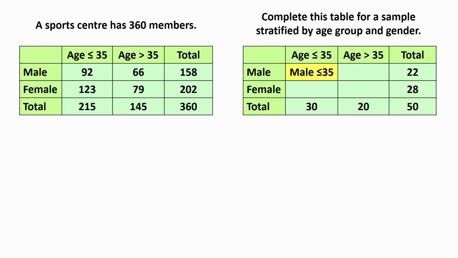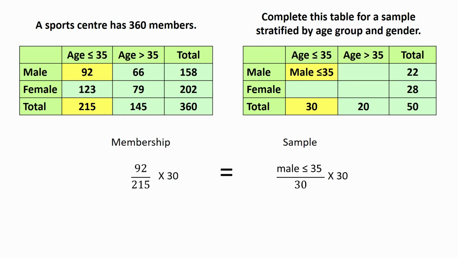We now have a layer of values which combine both age and gender. Choosing to find the number of males who are aged 35 or less, we could use the total 30 or the total 22. Choosing the total 30 in the sample and comparing with the total in the membership, there are 92 out of 215 males aged 35 or less in the membership, and an unknown number out of 30 in the sample. The two fractions are equal if they are in the same proportion.